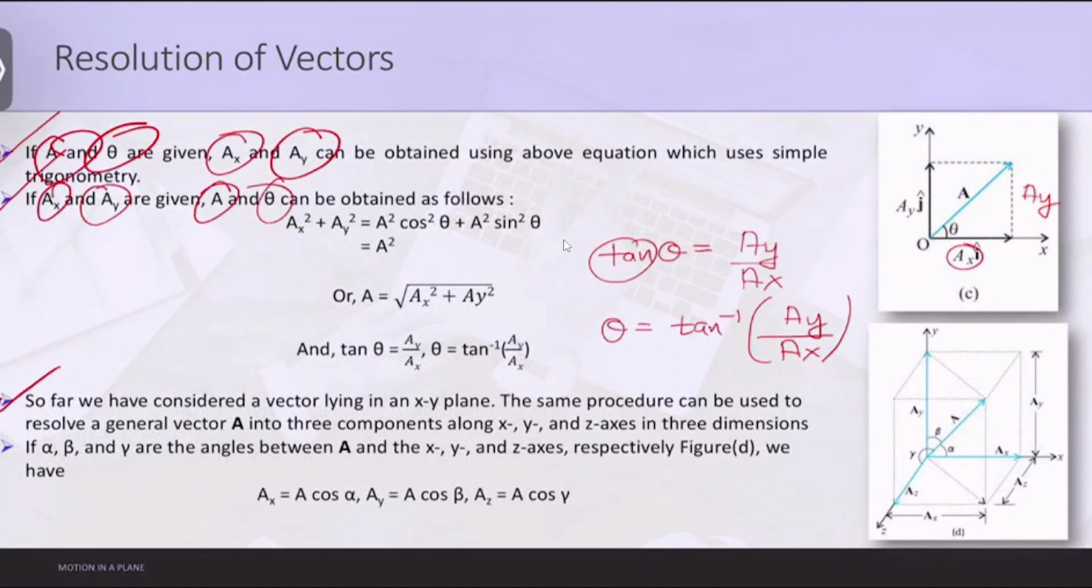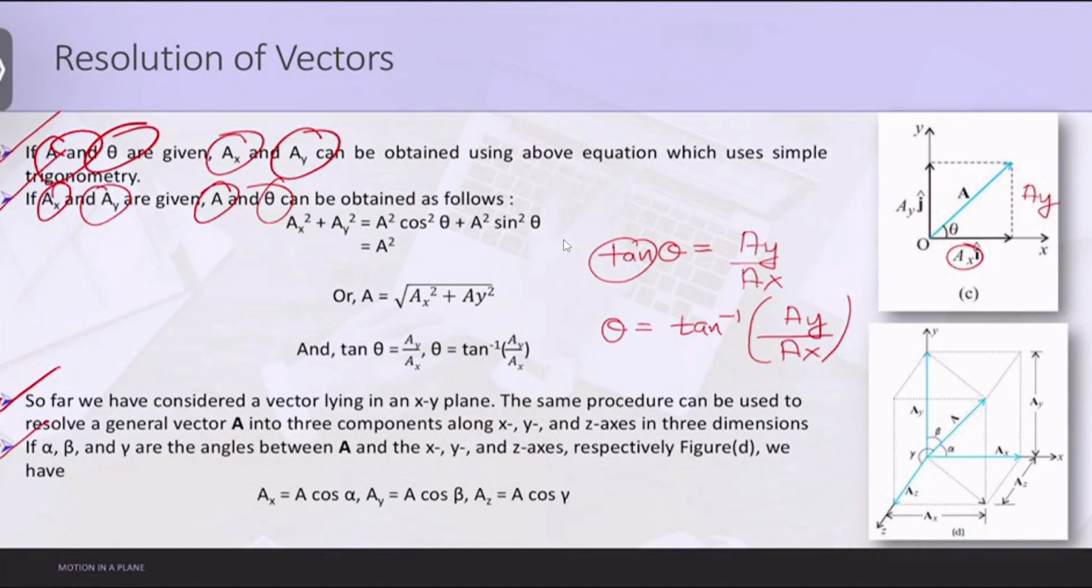Next, so far we have considered a vector lying in the xy plane. The same procedure can be used to resolve a general vector A into three components along the x, y, and z axes. Then what would have changed? AX was A cos theta, AY was A sin theta, but then AZ would have been another parameter. This is just for your reference, because it is not as much required right now, but we should know how we can upgrade this quantity.